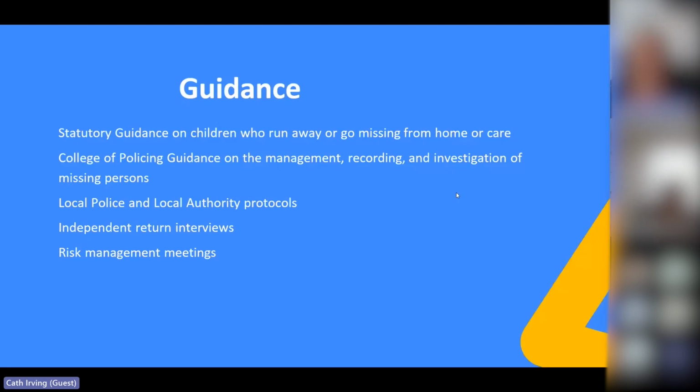We'll talk a bit later about independent return interviews and risk management meetings, and these are organised by the accommodating authority when we have concerns when young people go missing or when they go missing repeatedly.